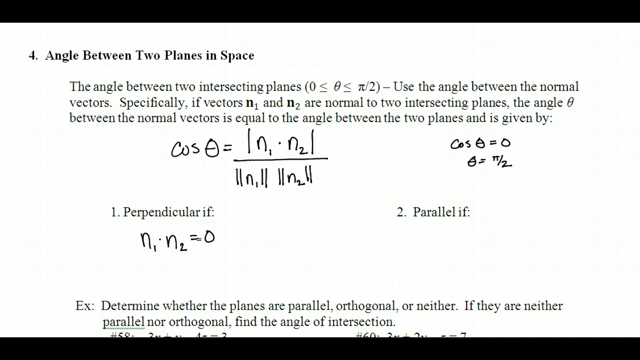Then you know that you have 2 planes that are perpendicular to each other, or normal or orthogonal, or whatever they're using. The 2 planes could be parallel, and they're parallel if n sub 1 is a scalar multiple of n sub 2.